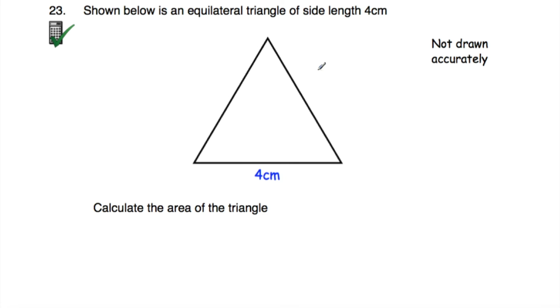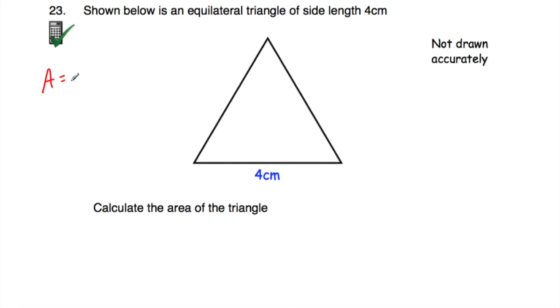So shown below is an equilateral triangle. So we've got this equilateral triangle with a side length of 4 centimeters. I've been asked to calculate the area of the triangle. So we want to find the area of this triangle. Now, actually, there was a previous question further back in this booklet where we found the height of an isosceles triangle. And we're going to use a similar approach to find the height of this equilateral triangle.